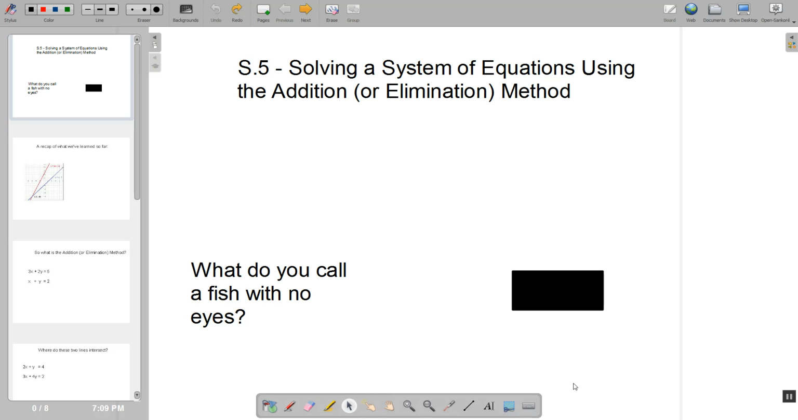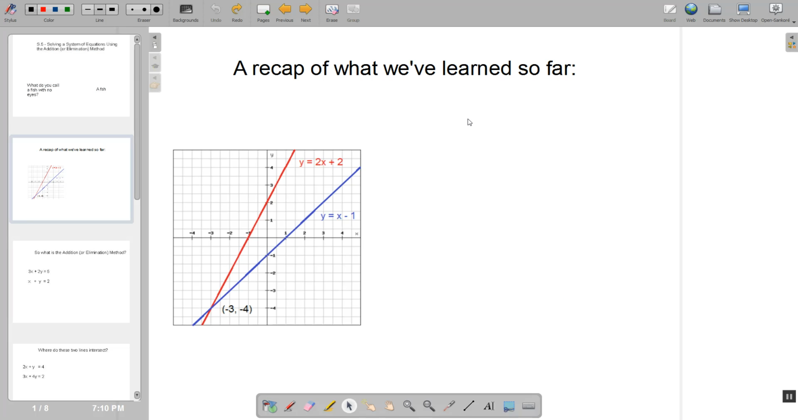This section is going to cover the last new strategy that we're learning to solve a system of equations. So far, we've learned guessing and checking, we've done the graphing method, and last section covered the substitution method. This one is the last new strategy, which is called either the addition method or the elimination method. And we're going to explain why it has those two names. I most often use the addition method as the name, and I'll explain why as we get through this section as well.